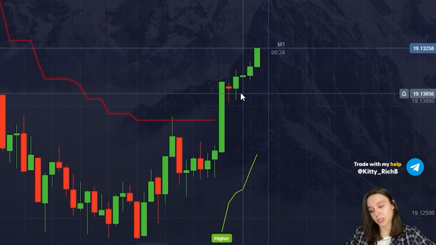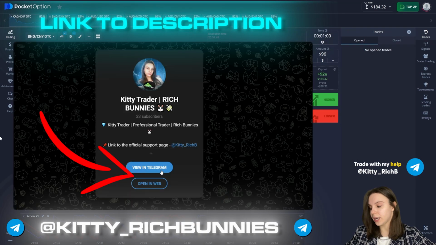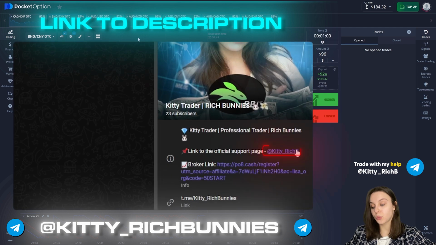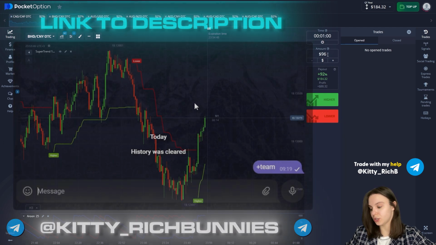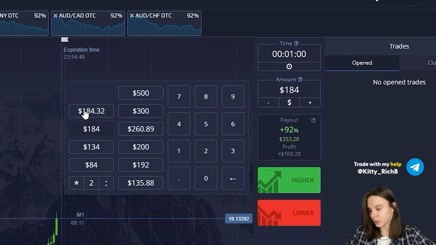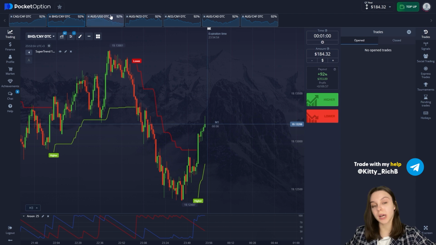They are bad in this situation of rollbacks and consolidations. This is very important. Therefore, it's better to advise everyone to trade with us according to the strategies. We will again increase the amount of our transaction to the size of $184.32 and move on to the third currency pair.